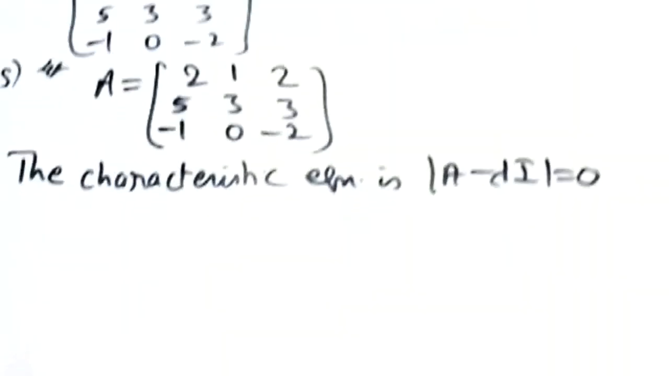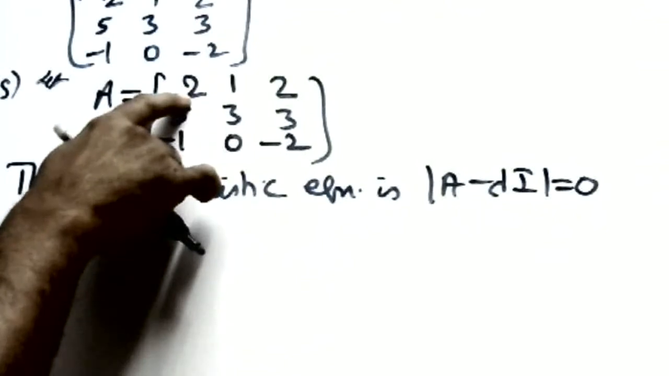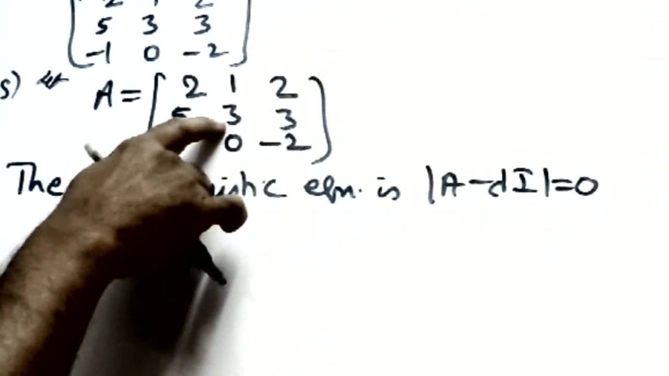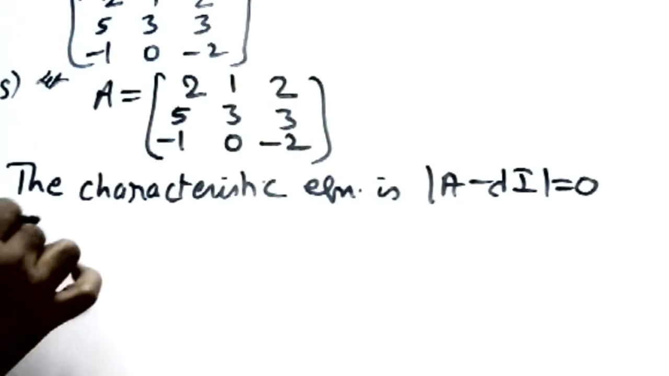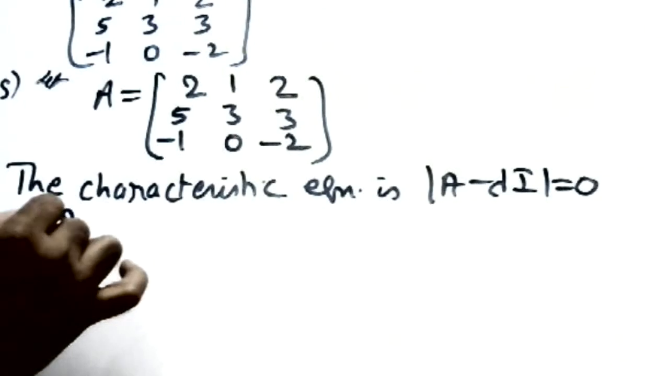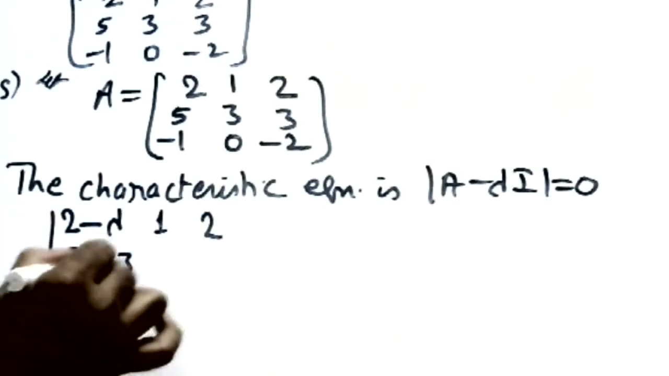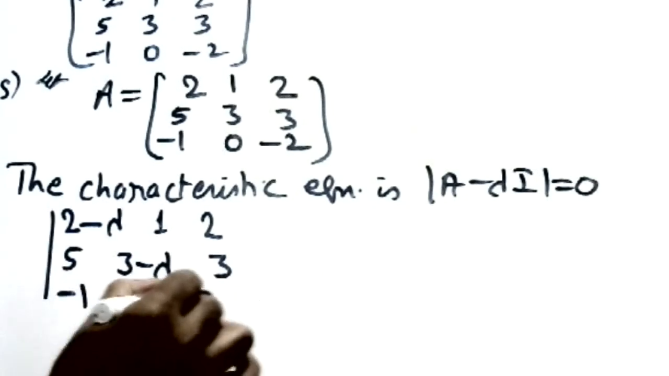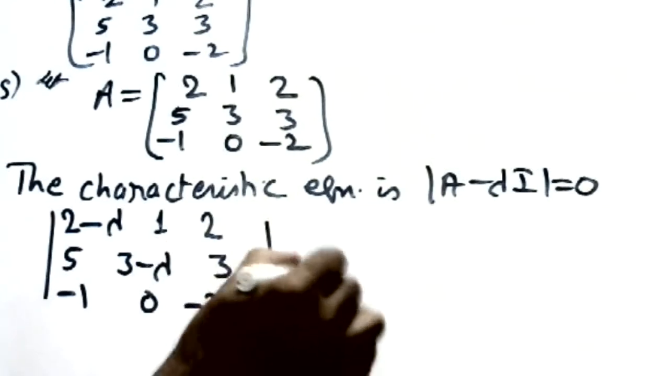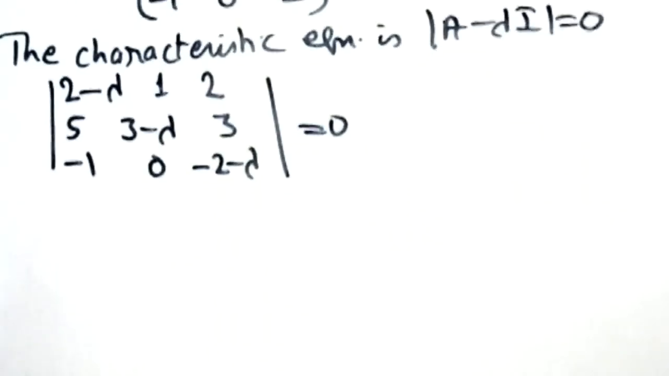Now we already discussed how to write A minus lambda I. With the diagonal elements, you add minus lambda: 2 minus lambda, 3 minus lambda, minus 2 minus lambda. You write the remaining numbers as they are. This will become the characteristic equation: the determinant of [2 minus lambda, 1, 2; 5, 3 minus lambda, 3; minus 1, 0, minus 2 minus lambda] equals 0. Now if we expand the determinant, we'll get a cubic polynomial.